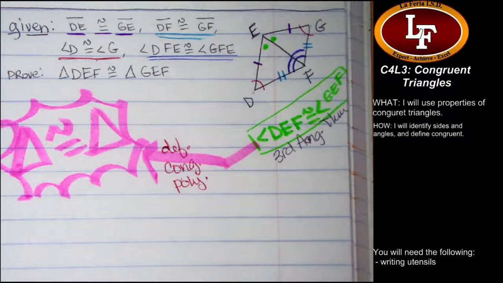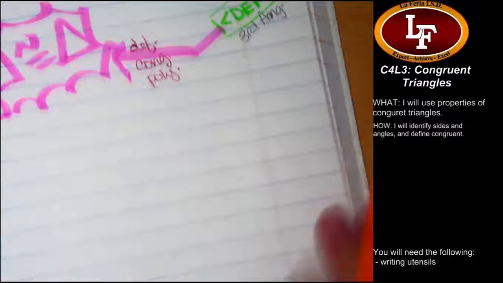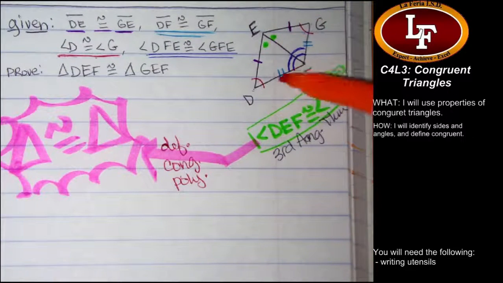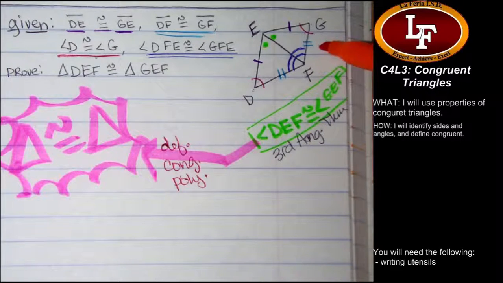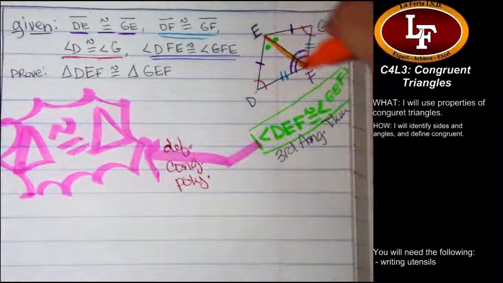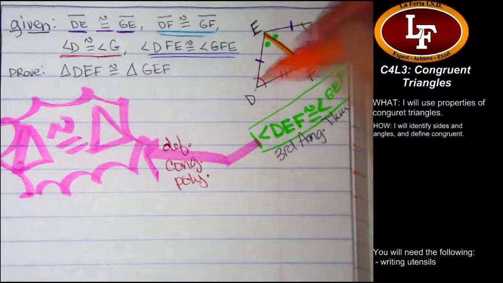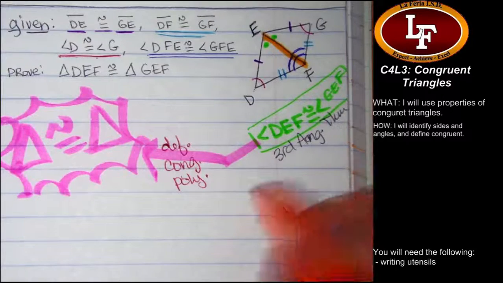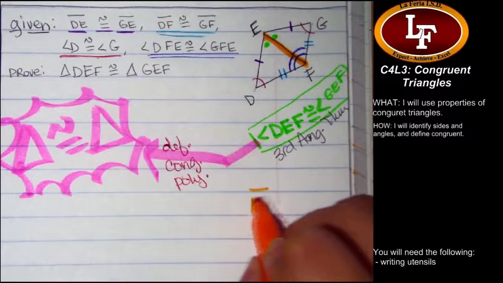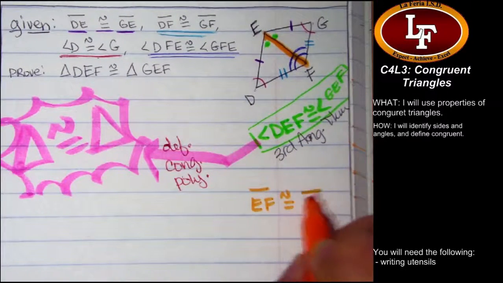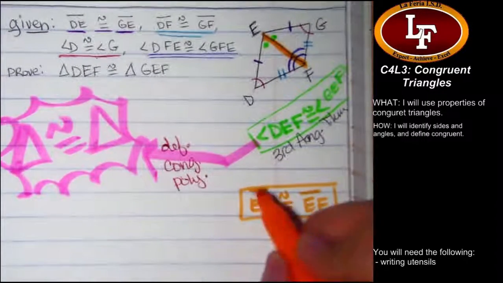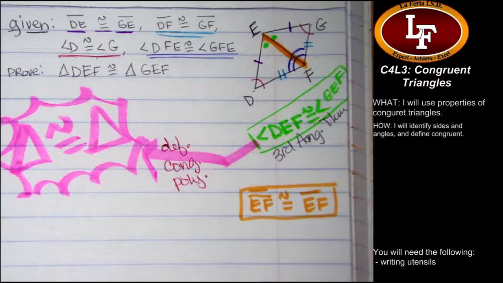All right, what's the last thing that's missing? I have this side congruent to this side, and this side congruent to this side. I'm missing this side of DEF congruent to this side of GEF. I basically need to figure out a way to say that line segment EF is congruent to itself. I need to be able to say it's congruent to itself. Reflexive property. The reflexive property.